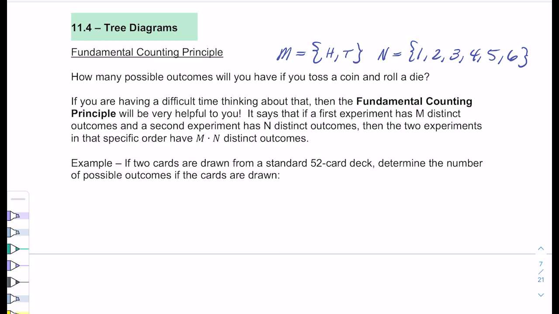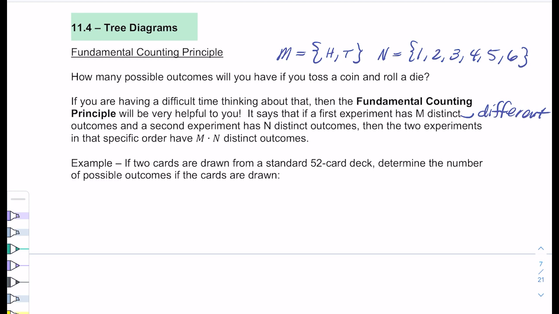According to the counting principle, if a first experiment has M distinct outcomes, so distinct just means different, which we do. H and T are completely different. One's heads, one's tails. And in set N, all those numbers are different, 1 through 6. Then the two experiments in that specific order have M times N distinct outcomes.